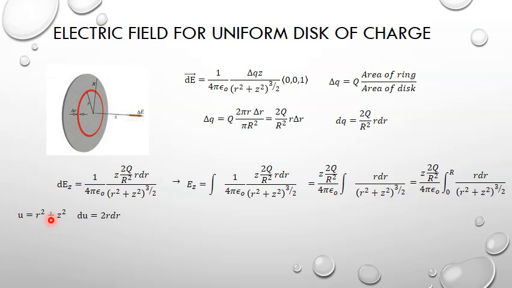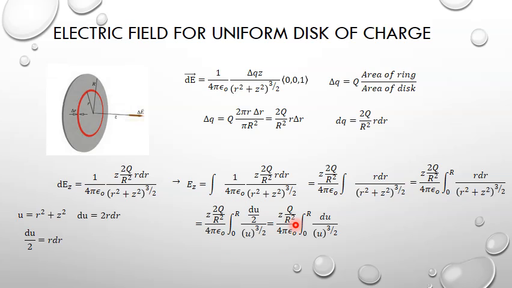What substitution do we want to use? I'm going to set u equal to r squared plus z squared. And then if I take the derivative of that, I get du is equal to 2r times dr. Remember, z is a constant in this integral. And then this allows me to replace r dr with u du. And if I plug that into my integral, I have to integrate this.